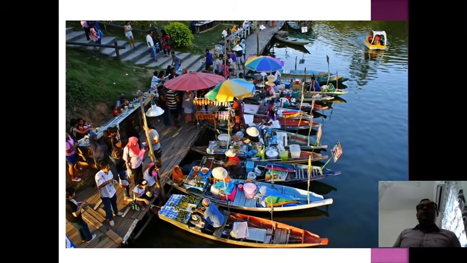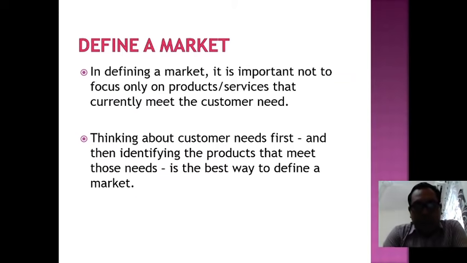But in our profession, we are going to look more towards the real estate market, right? So in defining a market, it is important not to focus only on the product and services, but also to think about what the customer needs first, and then identify the products that meet those needs. So this is the best way to define a market. If a customer is hungry, then you can offer products to satisfy the hunger. It means you offer food products to them. So that is essentially how we define a market in this sense.